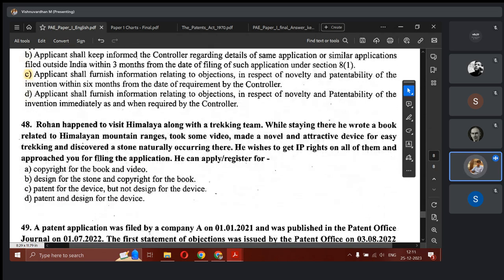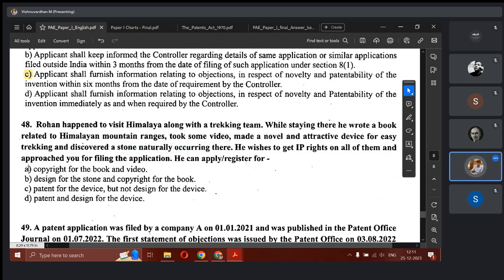Moving on, Rohan happened to visit Himalaya along with the trekking team. While staying there, he wrote a book related to Himalayan mountain ranges. So automatically book writing means copyright. Took some video, again copyright. Made a novel, an attractive device for easy trekking. So this is patent. And then discovered a stone naturally occurring there. Okay, so he wishes to get IP rights on all of them and approached you for filing the application. So what all can he apply register for?